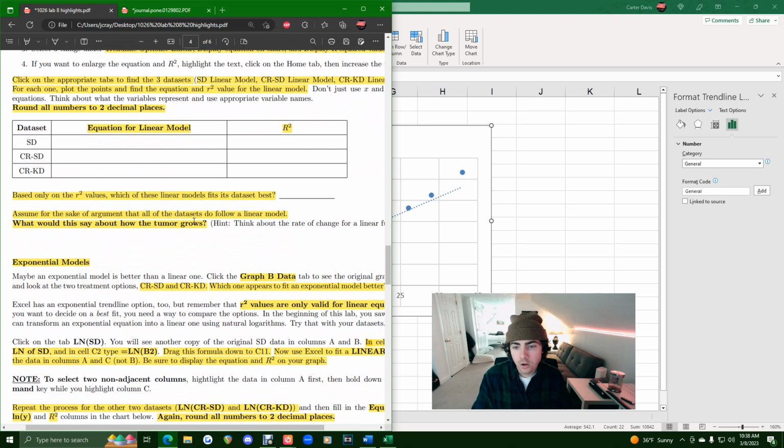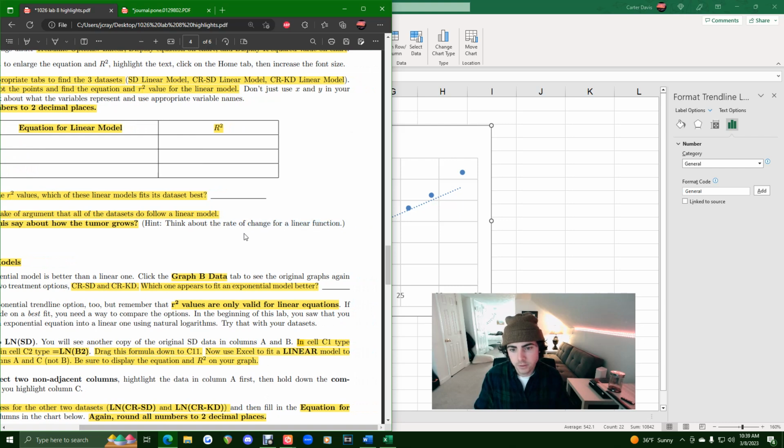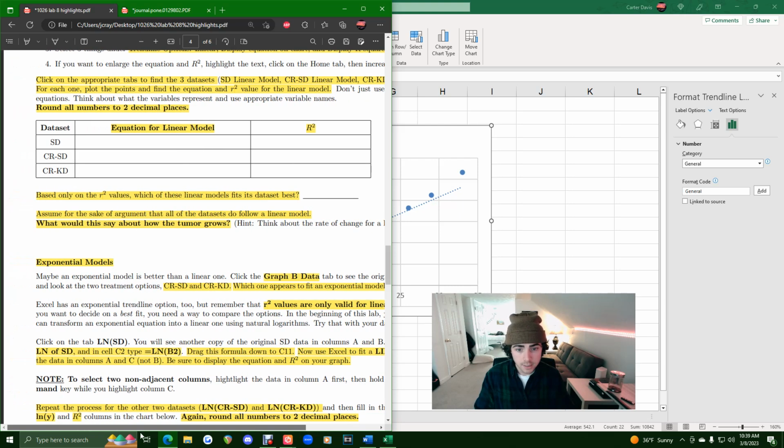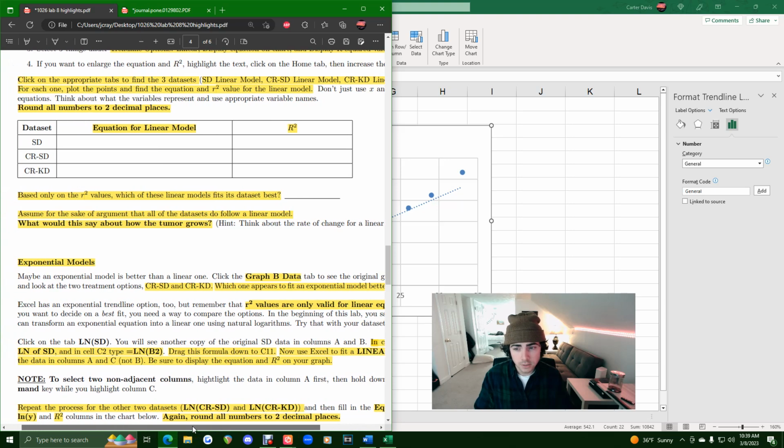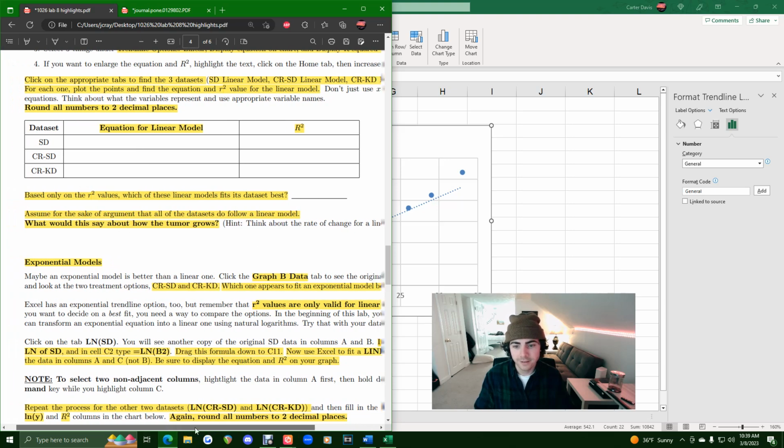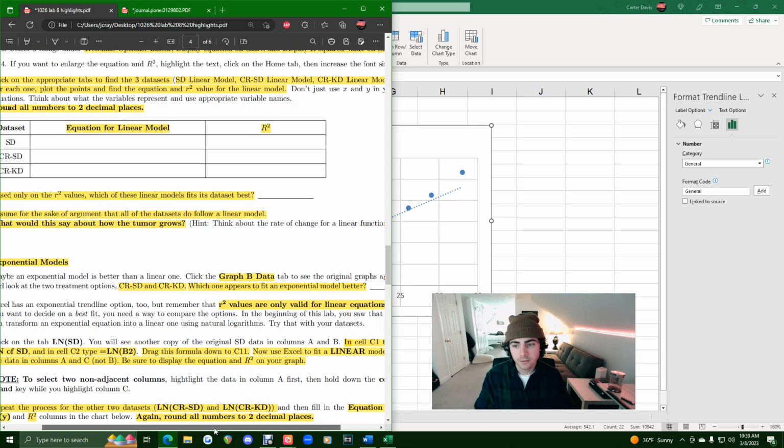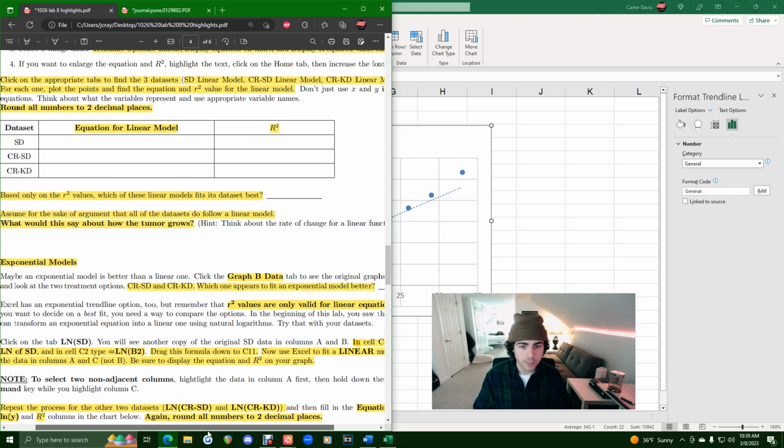Assume for the sake of argument that all the data sets do follow a linear model. What would this say about how the tumor grows? I think the idea is, they say to think about the rate of change of a linear function. The rate of change of a linear function is constant. It's growing at the same rate. So assuming the linear model best fits it, what would you say about how the tumor grows? It grows at a constant rate, I guess.